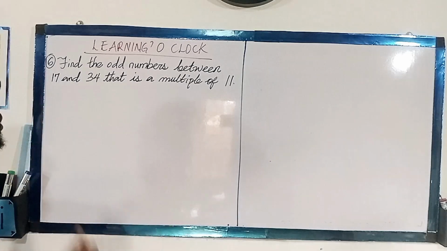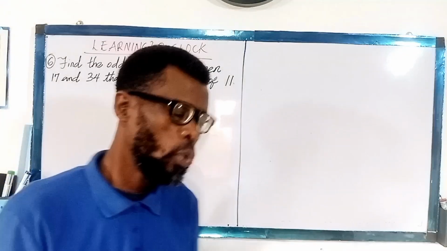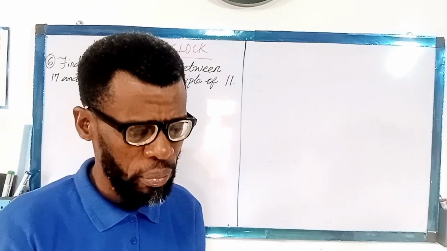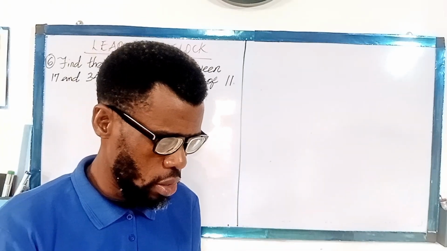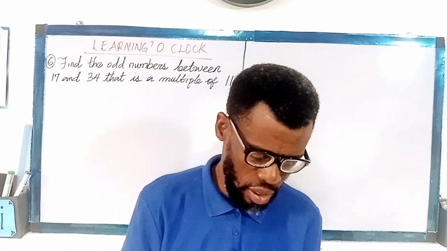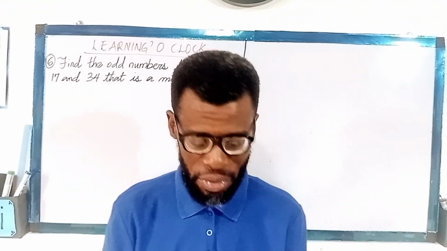Okay, so we want to start with number six. We have done one, two, three, four, and five before now. So, like we said, Mr. Bright just wants to do something great for us, right?